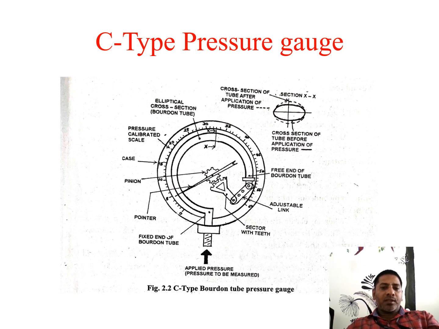Next, we see about the C-type pressure gauge. It is the helical type C-type pressure gauge. At the bottom, there is applied pressure. There is the pointer, pinion, and one end is a fixed end, and another is for the pressure calibrated scale.